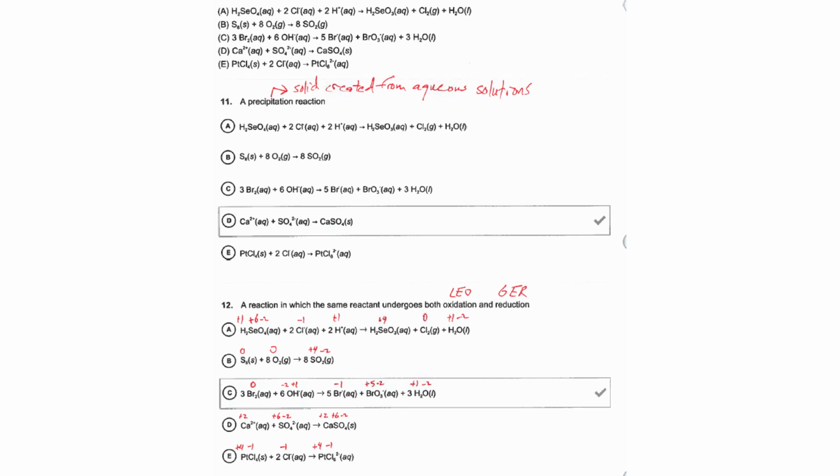Now, I think it might be easier to just eliminate some of the others. For instance, D is a synthesis precipitate reaction, so I could eliminate that one. E, I worked out the oxidation states and I was fine with that. In B, sulfur is changing once, oxygen's changing once, so it couldn't be undergoing both. And then in A, we had the selenium changing, and we had the chlorine changing, but there wasn't one particular thing that appeared multiple times. So, yeah, C was the answer because the bromine was going from 0 to -1. At the same time, it's going from 0 to plus 5.